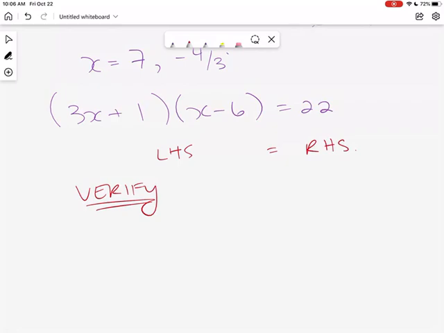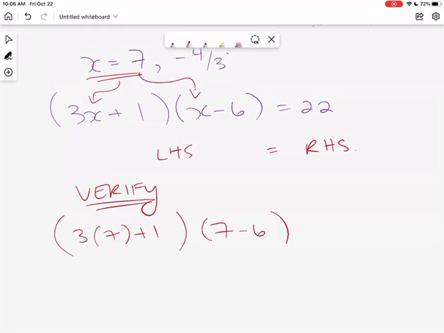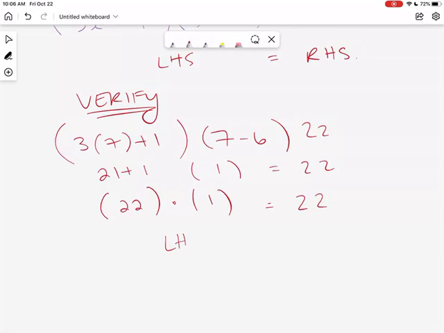So what I can do is plug in x equals 7 into my variable and see if it actually equals 22. So let's go ahead and do that. 3 times 7 plus 1 times 7 minus 6. So I'm going to end up getting 21 plus 1, which is 22 over here. And then I'm going to get 7 minus 6, which just equals 1. And so I have 22 times 1, and that of course equals 22. So it looks like left-hand side equals the right-hand side for when x equals 7. So that solution is verified.